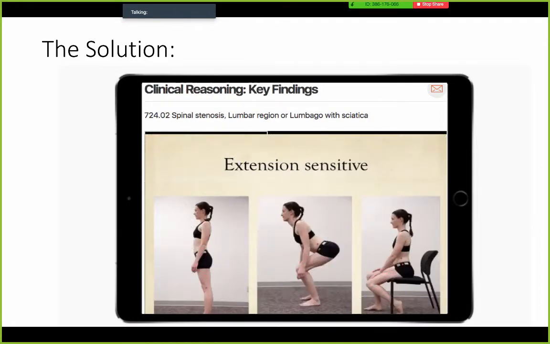Next. And so here, under clinical reasoning, the key findings, this is another section of the app under spinal stenosis or low back pain with radiating pain. It shows some of the ADLs in which patients may find themselves having pain, because these are extension or excessive extension activities that patients may have pain in.